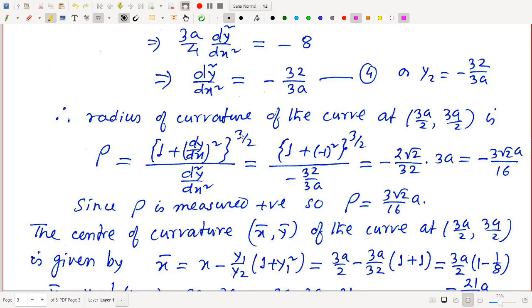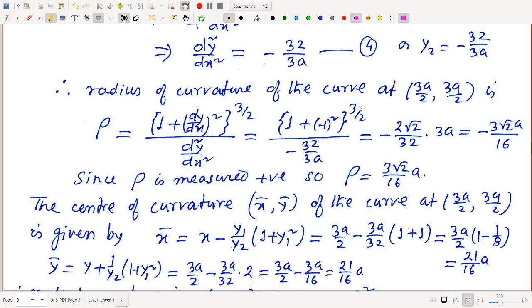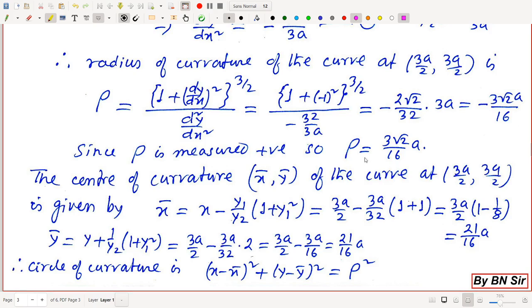1 plus dy by dx square to the power 3 by 2 by d square y by dx square. Formula, just put the values: 1 plus y1 square, minus 1 square, because dy by dx is minus 1, to the power 3 by 2, and d square y by dx square is minus 32 by 3a. So this is 2 to the power 3 by 2 means 2 root 2, and this becomes minus 3a by 32 reciprocal. So minus 3 root 2 a by 16, but rho is measured positive, radius of curvature by convention, so rho equal to 3 root 2 a by 16.